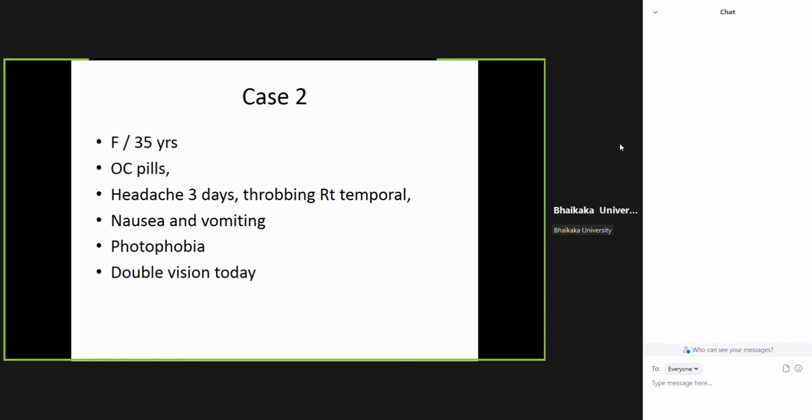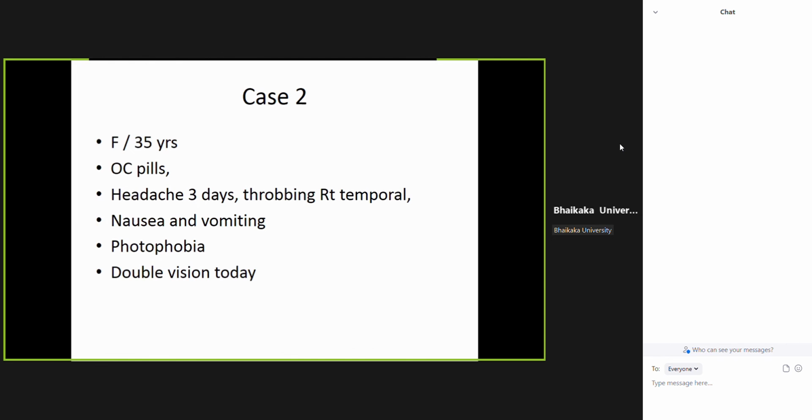There is history of some drugs, and history of a focal neurological deficit in form of double vision. So this is not a primary headache. This is a secondary headache because there is a red flag. There is double vision.